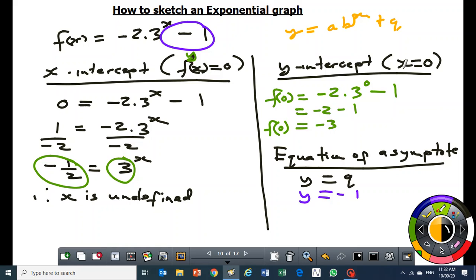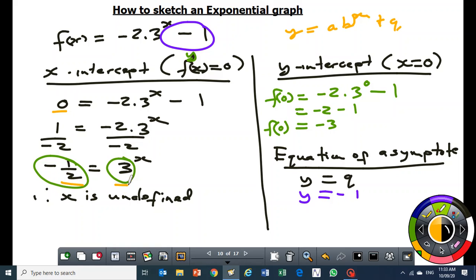Now, your knowledge of exponential equations is required when you are dealing with the exponential function. Especially when you want to find the x-intercept, you need to know how to solve exponential equations. So when you put y equal to 0 here, you take the minus 1 from the right to the left to get 1, then you divide both sides by minus 2, you end up getting here.